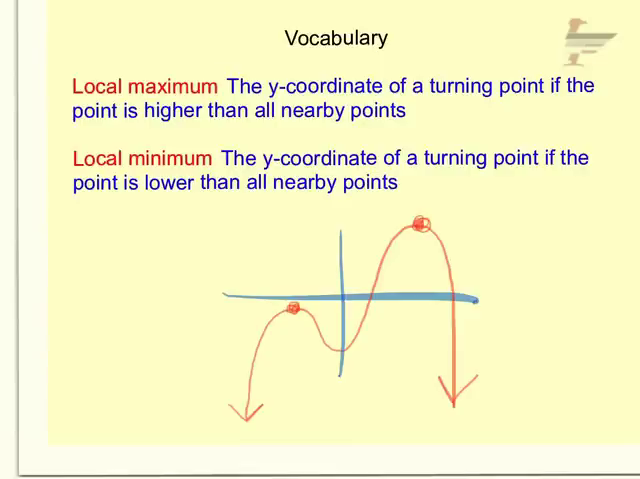So any maximum point is a local maximum. And then, of course, on the flip side of that, any point that's lower than any other points around it, this right there would be your local minimum, and that is it. So those are local max and min. So basically just any max and min. That's pretty straightforward.